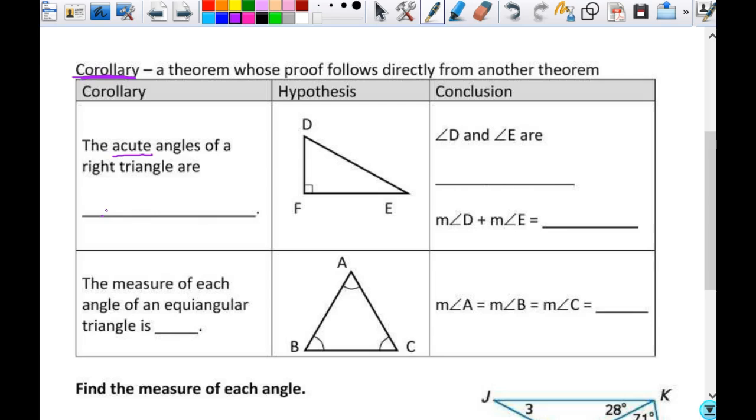90. Complementary. Very good. Good job, Ms. Ramirez. All right, so, Ginny, the acute angles of a right triangle are what? Complementary.